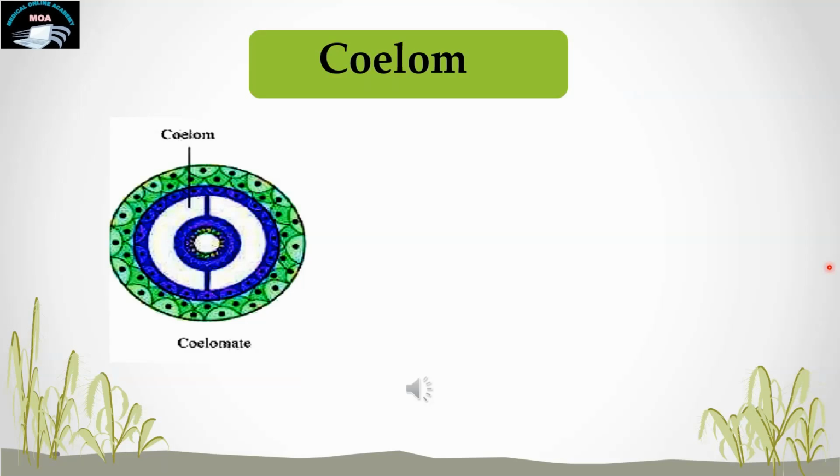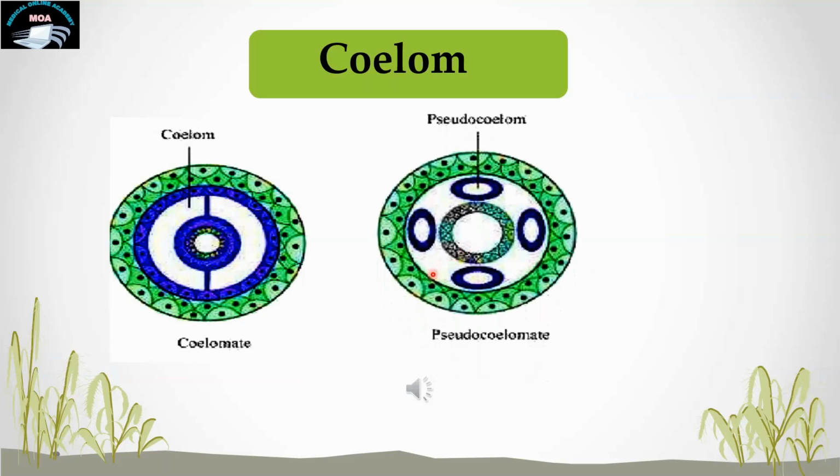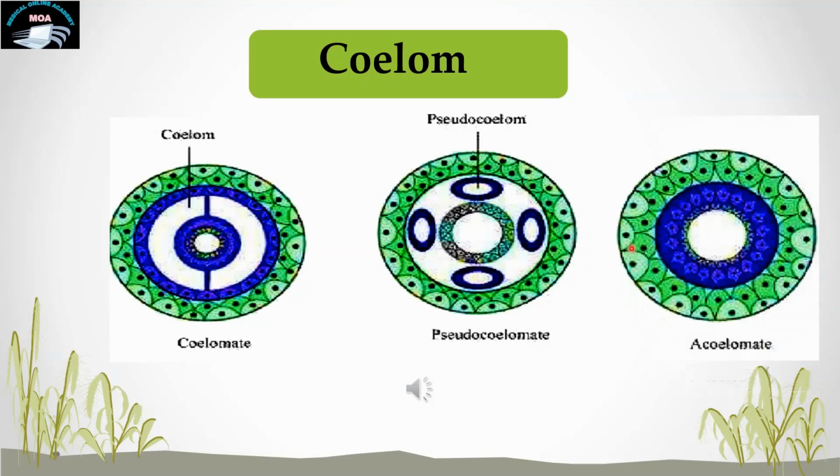2. Pseudocoelomates. These are animals in which the body cavity is not lined with mesoderm, but mesoderm present as scattered pouches in between the ectoderm and endoderm. These types of animals are called pseudocoelomates. Examples: Aschelminthes. 3. Acoelomate. These are animals in which body cavity is absent. Example: Platyhelminthes.